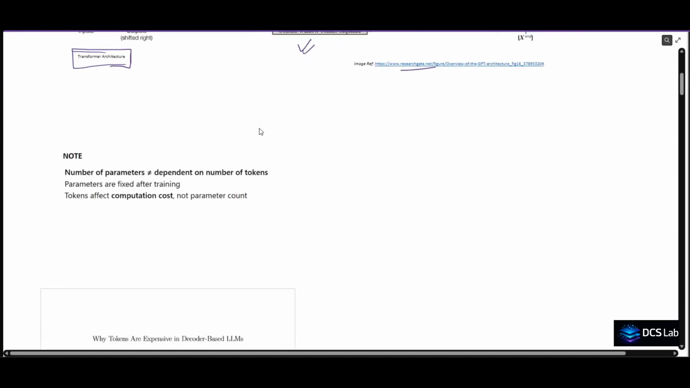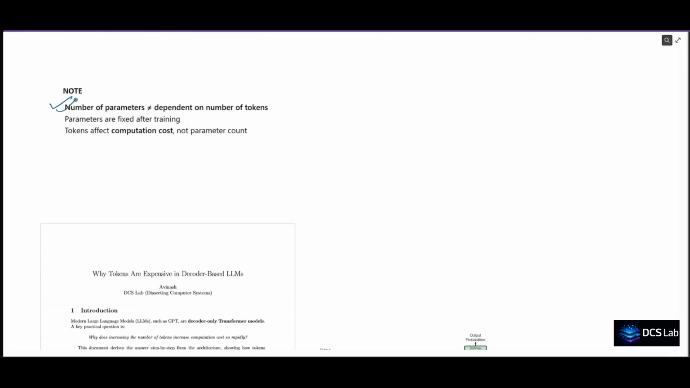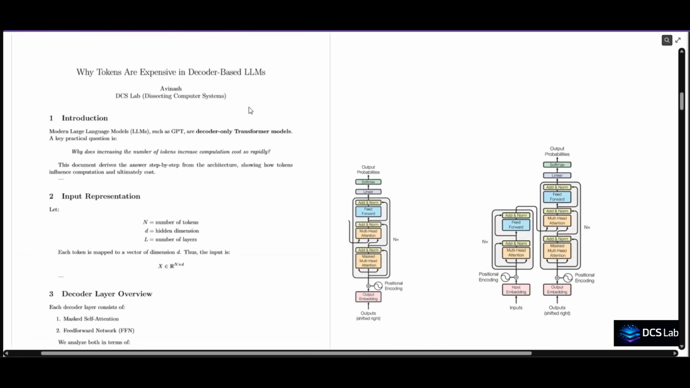Let's dive further. Some things to note. What we are going to prove is that the number of parameters is not dependent on the number of tokens. Remember, number of tokens and number of parameters have no relationship. Parameters are fixed after training, and tokens affect the computation cost, not the parameter count. That's what we'll be proving: that tokens have nothing to do with parameter count. It has to do with the computation cost. I have my own note here. I'll use it to explain how.